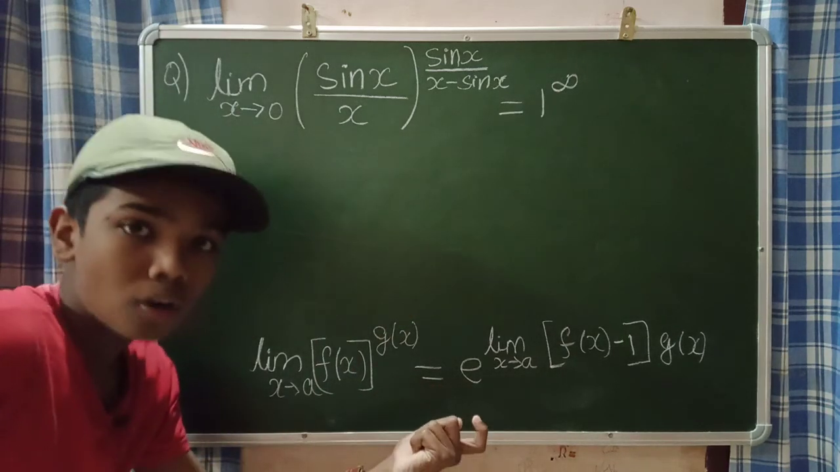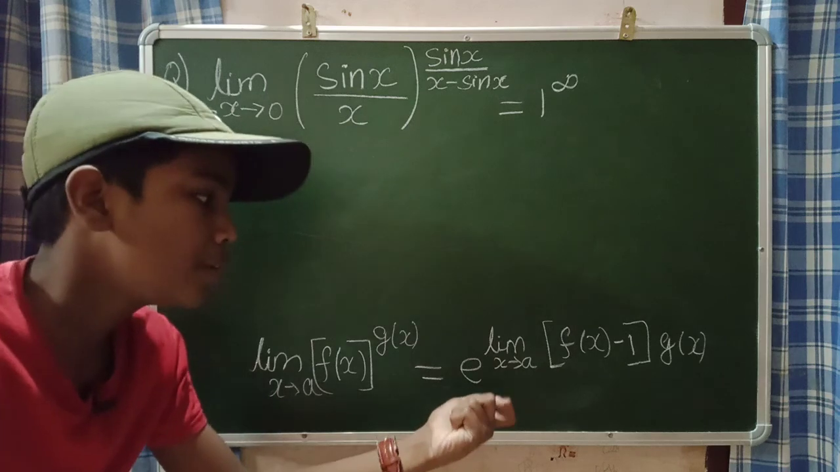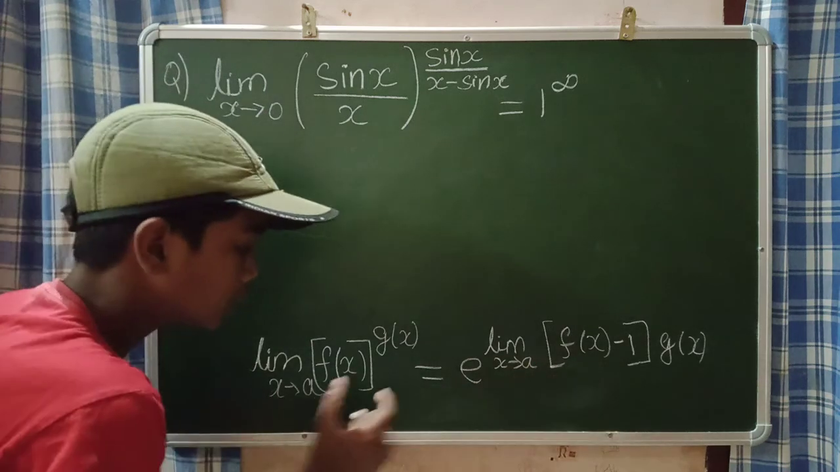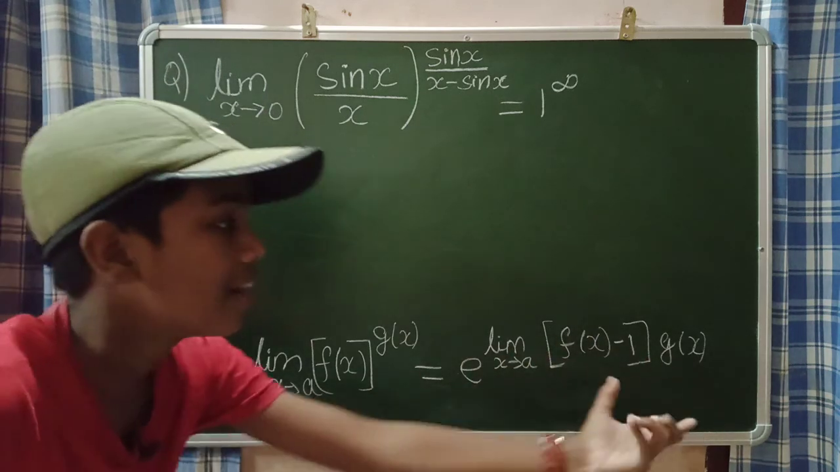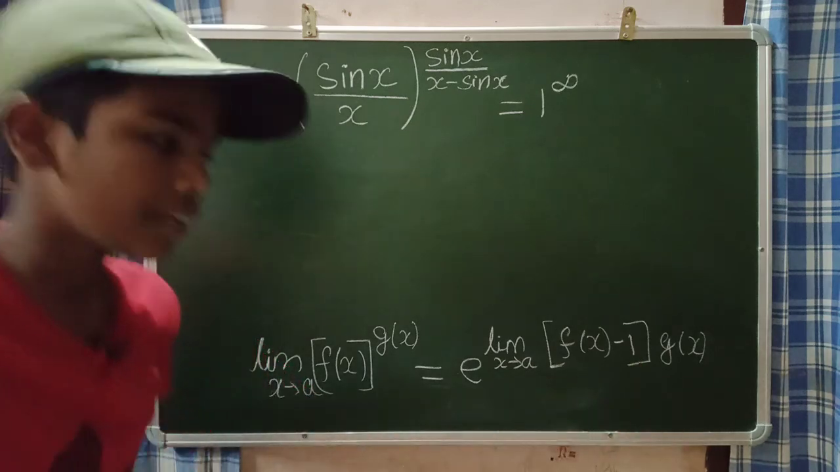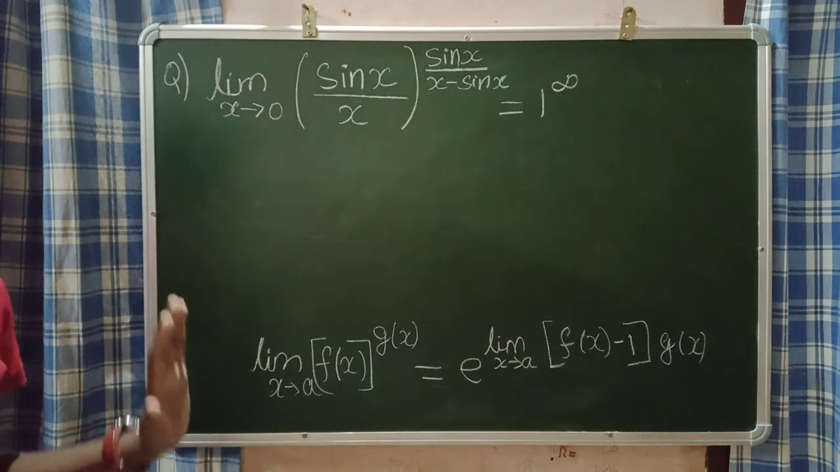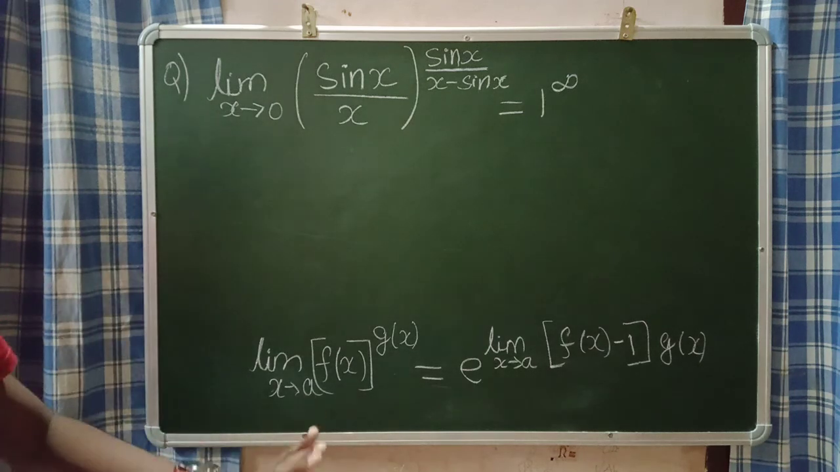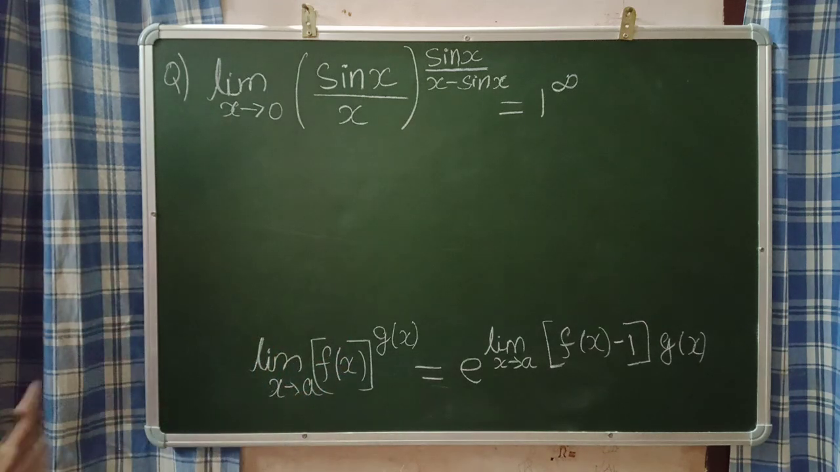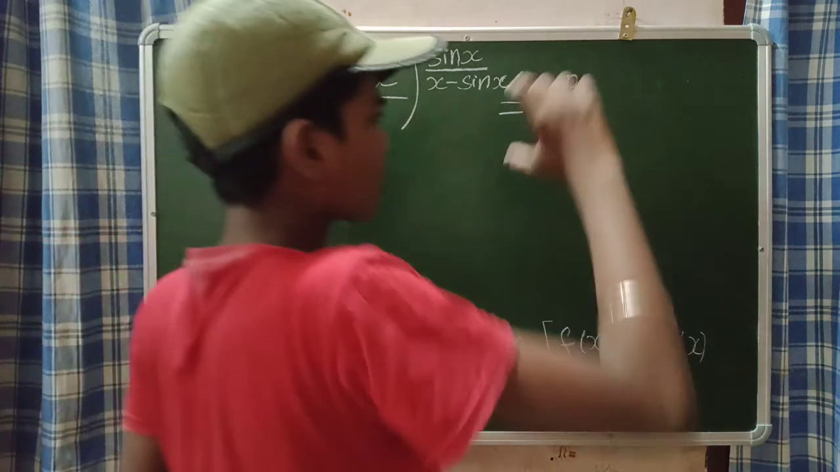Euler's number to the power of limit of x tends to a of f(x) minus 1, into the power g(x). This is what I told. Now using this, I can solve this limit simply. So guys, before solving this, let me say how you will get 1 to the power of infinity.